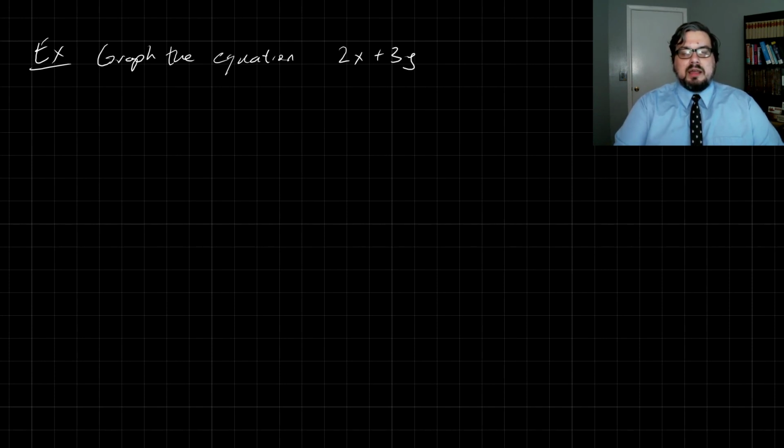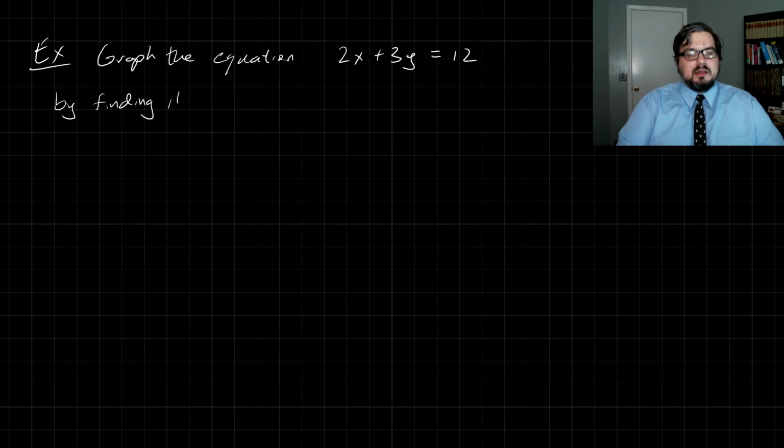So let's graph the equation 2x plus 3y equals 12 by finding its intercepts, that is, its x and y intercepts.